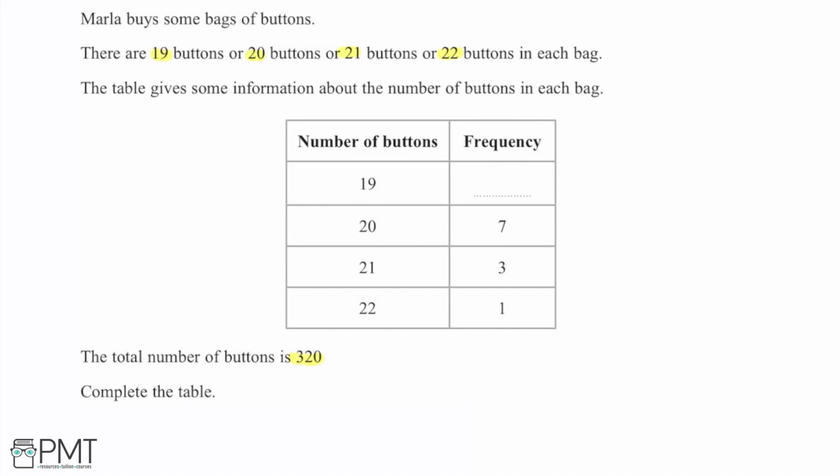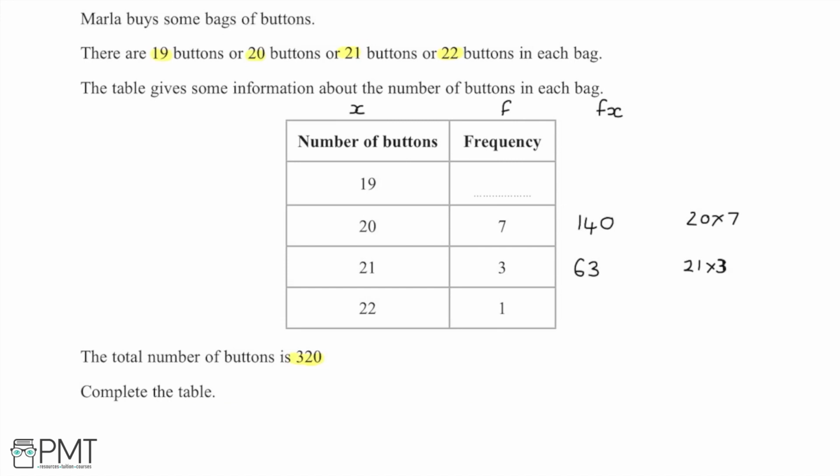And I can see this if I label the columns up. If we take this one to be X and then the frequency column to be F, if I then add on an FX column, this is going to be the total number of buttons looking at each bag individually. So, for example, if I take the second column, because it doesn't have an unknown in, I can simply do 20 multiplied by 7 to get me 140, which will go in this column. Similarly, 21 multiplied by 3 gives me an answer of 63.